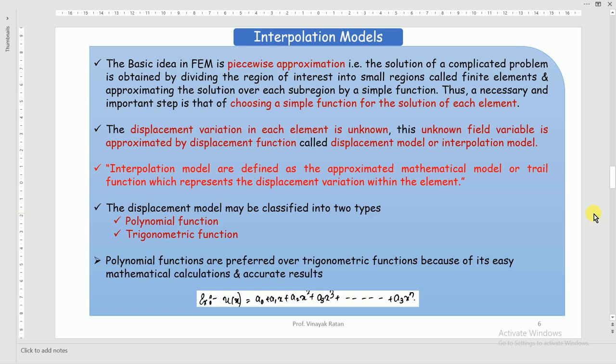There is one more classification based on the equation, based on the polynomial equation. Those classifications are nothing but simplex elements, complex elements and multiplex elements. We'll see what is simplex element, what is multiplex element and what is complex element.